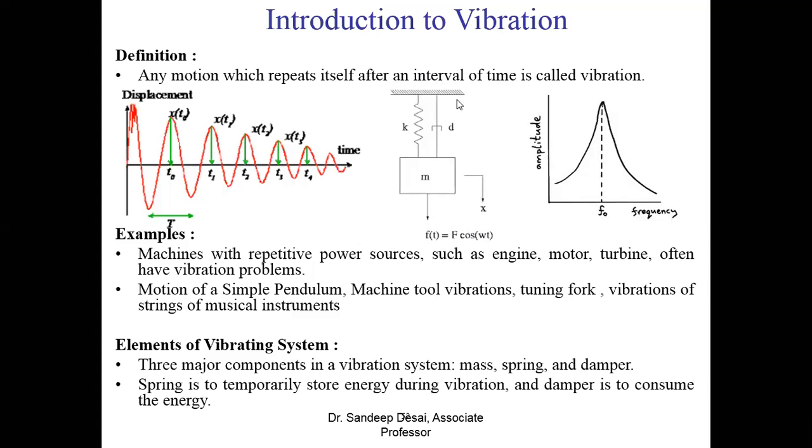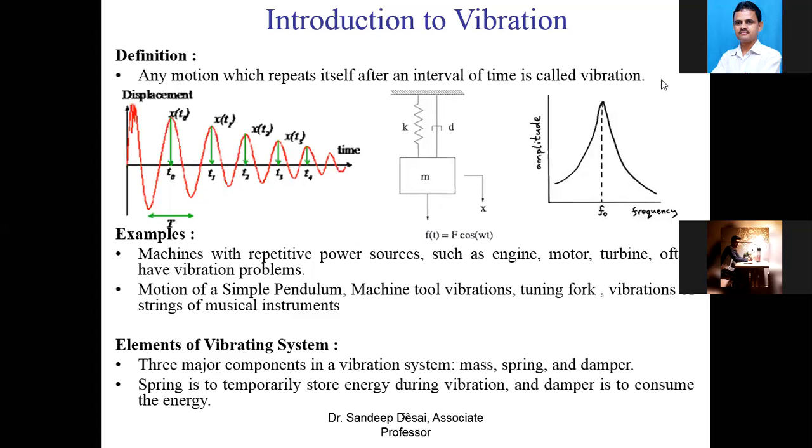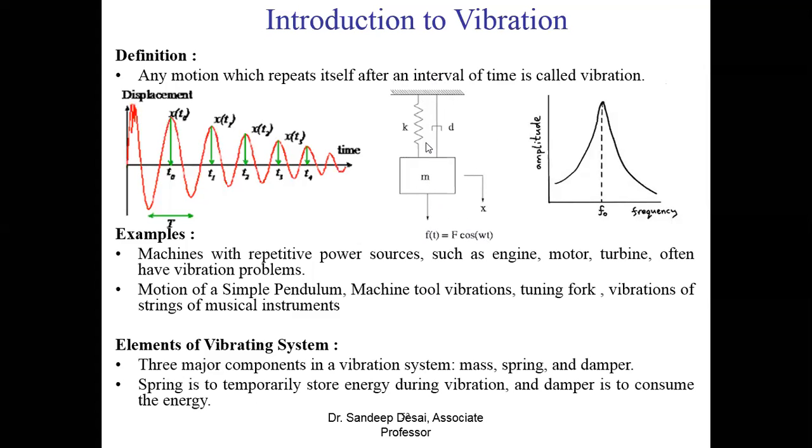This figure shows you three basic elements of any vibratory system. Any vibratory system consists of three basic elements. So this is spring, this is damper, and this is mass. Spring, mass, damper. These are the three basic elements of any vibratory system. Okay, spring has stiffness equal to K in Newton per meter or Newton per millimeter.